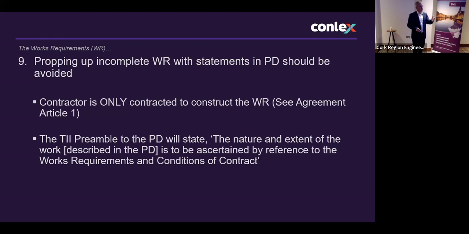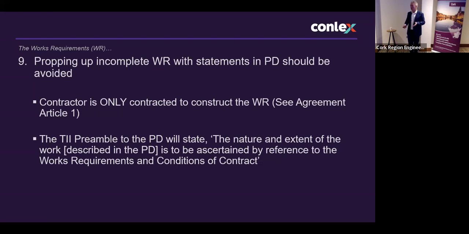If you read the TII preamble to the pricing document, and we'll discuss this in more detail later, the TII method of measurement, which is normally used on government civil engineering projects, basically says if you're reading an item in your pricing document and you want to price it and figure out exactly what to allow for, the TII preamble tells you the nature and extent of the work described in the pricing document is to be ascertained by reference to the works requirements.